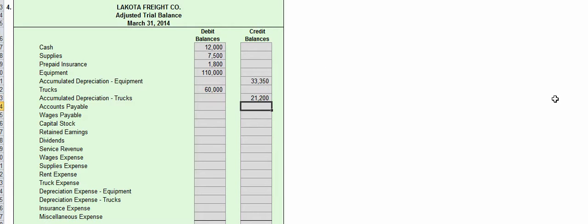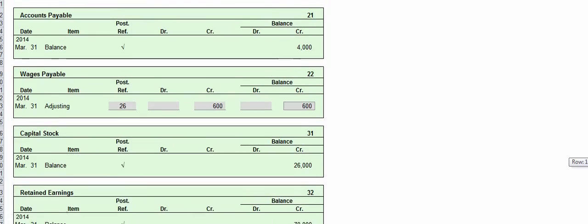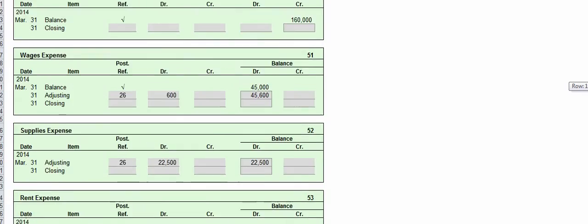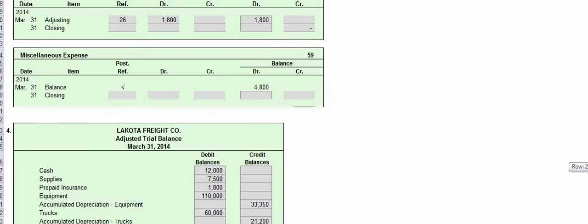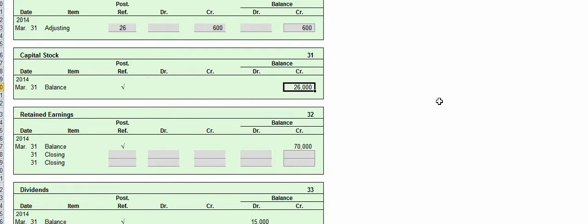Okay, then we want accounts payable and wages payable. Accounts payable is a credit balance for $4,000. Wages payable, a credit balance for $600. Capital stock and retained earnings should both have credit balances. Capital stock, $26,000. Retained earnings, $70,000.